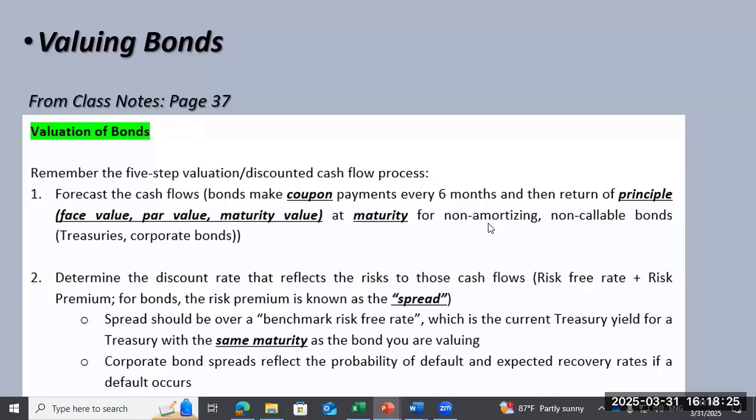Treasuries are non-amortizing, which means they only pay interest until the very end. Whereas your mortgage is what? Amortizing, right? You're paying principal and interest as you go. Have you ever heard of a negative amortizing bond, where the interest they're paying is less than what they need to pay, so the principal is actually growing? That's like the worst possible bond ever. But we're not doing amortizing bonds. Why? Because amortizing bonds are really complicated.